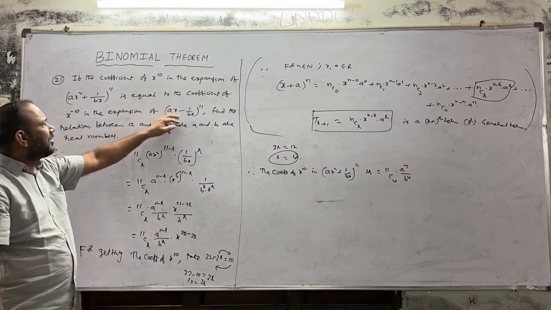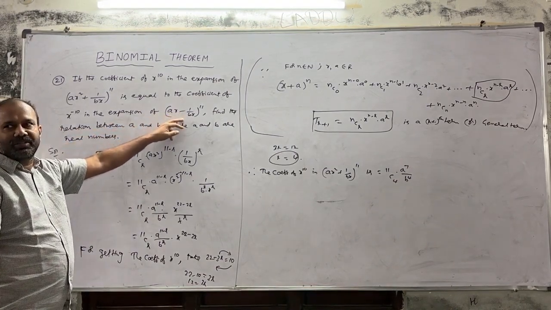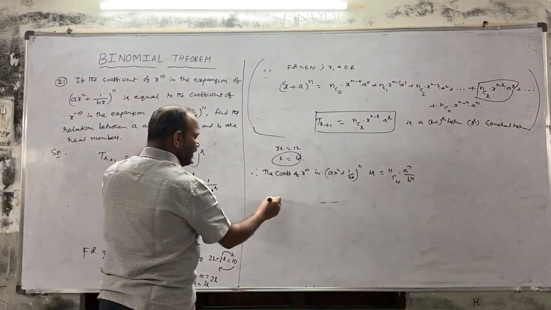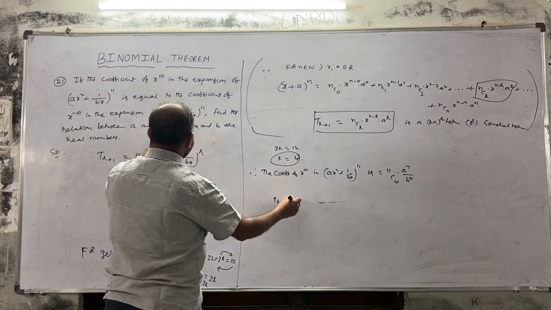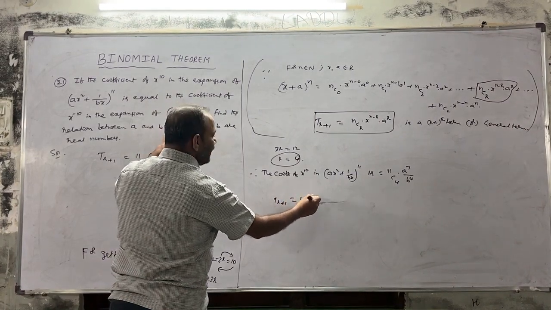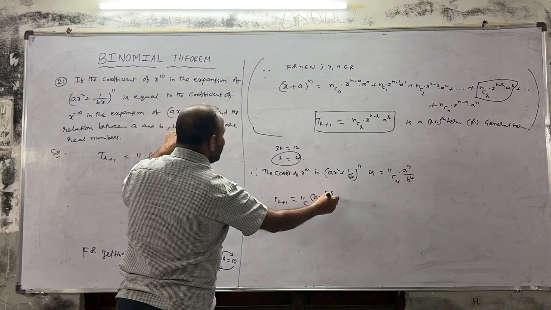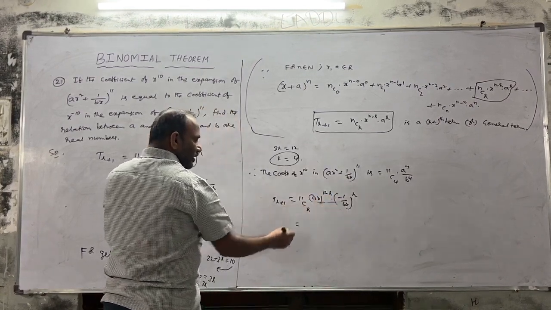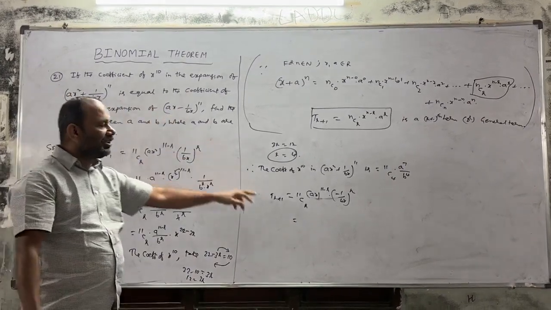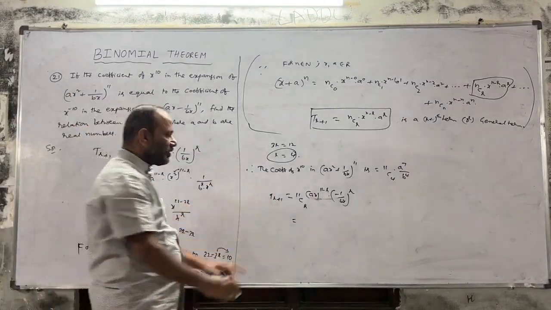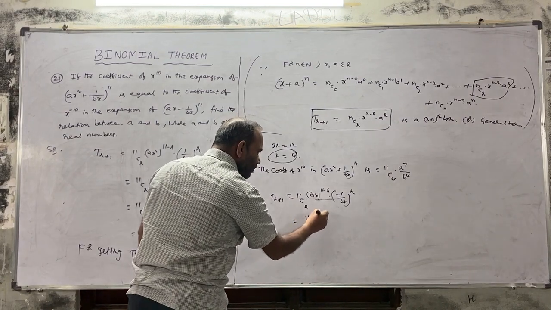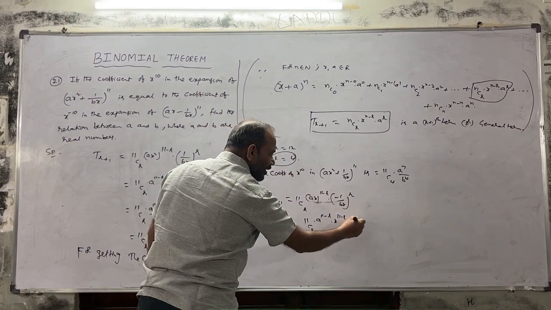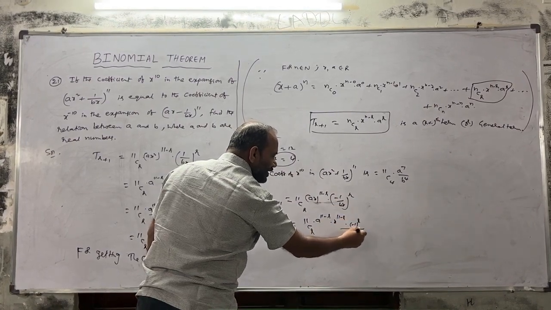Similarly, in the second expansion, write the r plus 1th term and find the coefficient of x power minus 10. In this r plus 1th term, once again, 11cr (ax) whole power 11 minus r, (minus 1 by bx) whole power r. In the second binomial expansion, the general term, r plus 1th term, is 11cr, a power 11 minus r, x power 11 minus r, minus 1 power r divided by b power r into x power r.